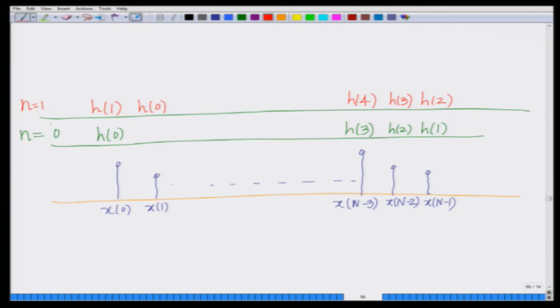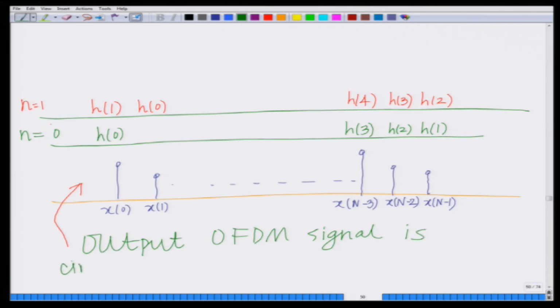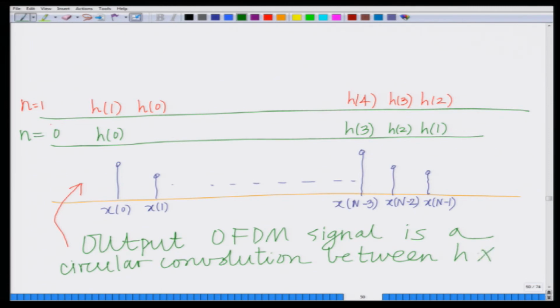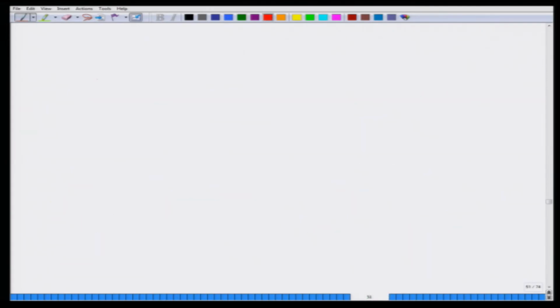Therefore, this output operation, that is the output OFDM signal, is a circular convolution between the channel h and the input x. This is a very important idea. So, let me repeat that.